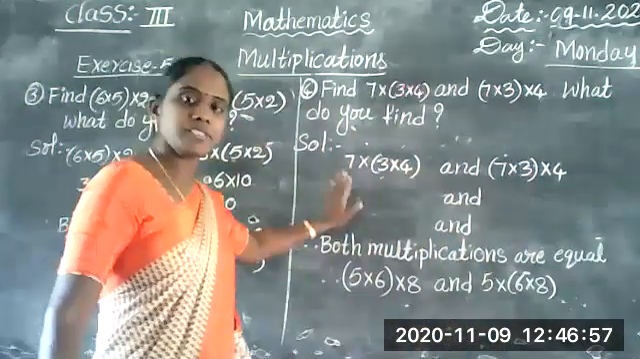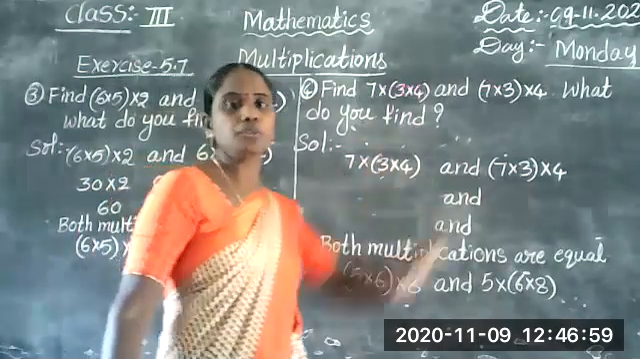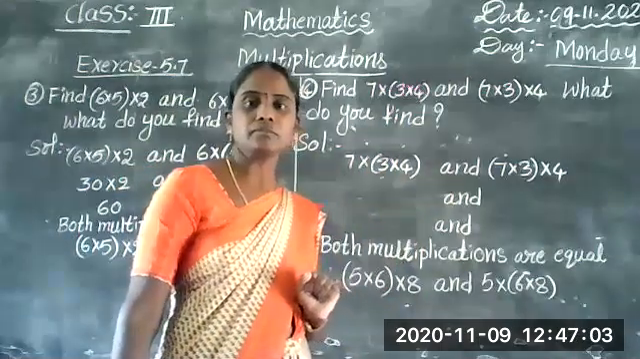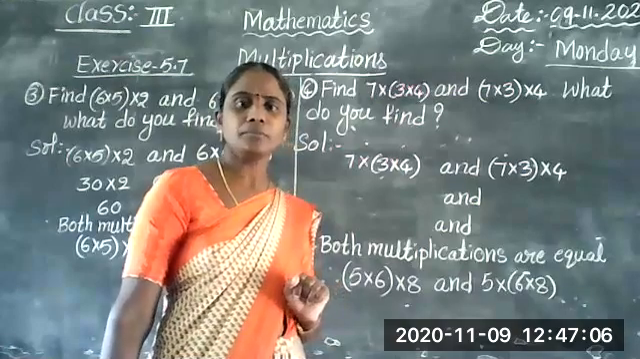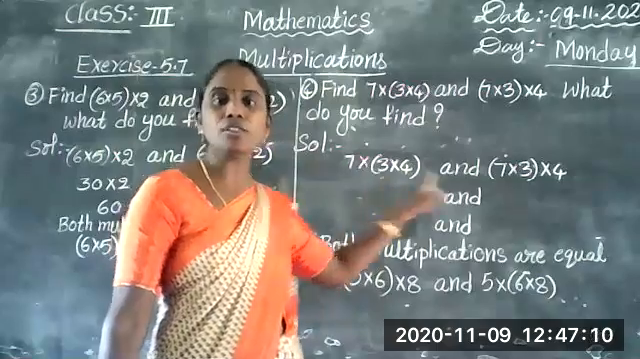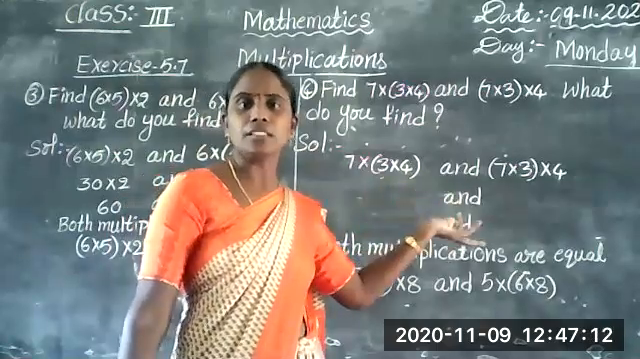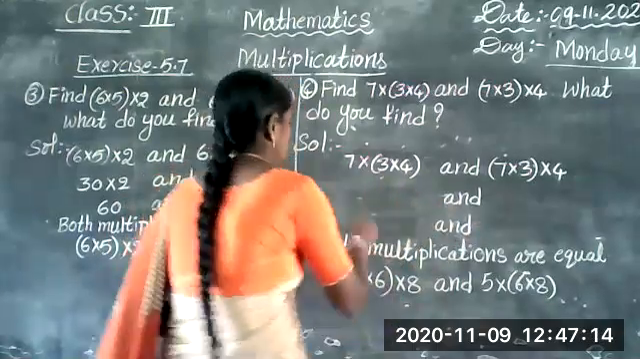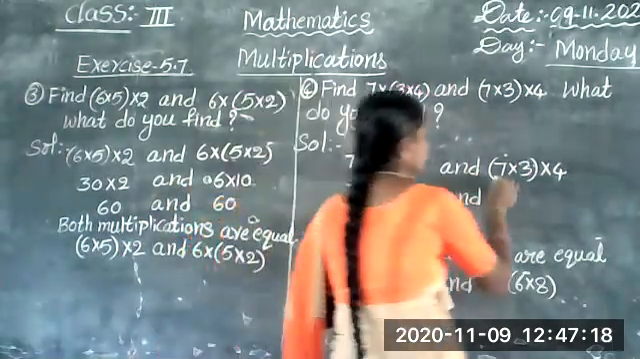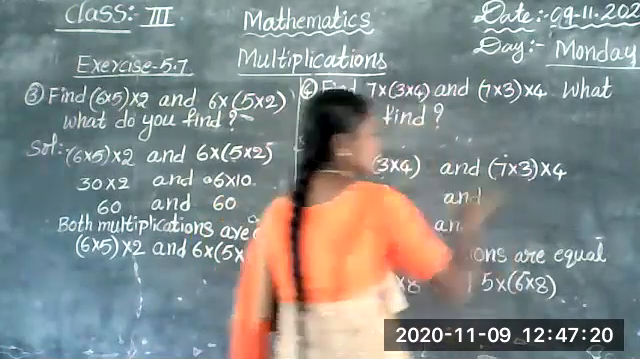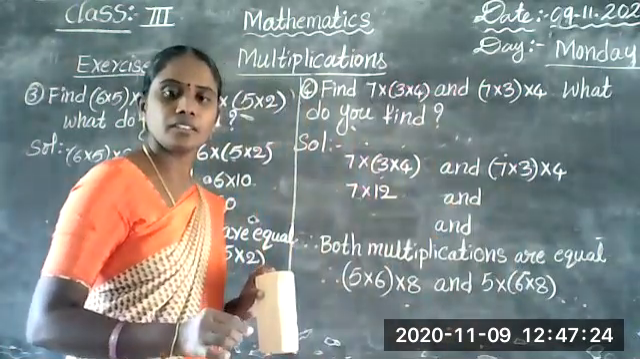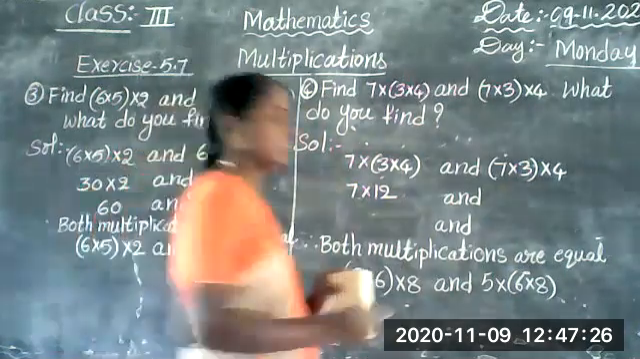7 into, as it is, write down. 3 into 4, do 3 into 4. 3 4s are? Do you know tables? If you don't know tables, first you learn tables. 3 4s are 12. 7 into 12. Next, 7 into 3. 7 3s are 21.